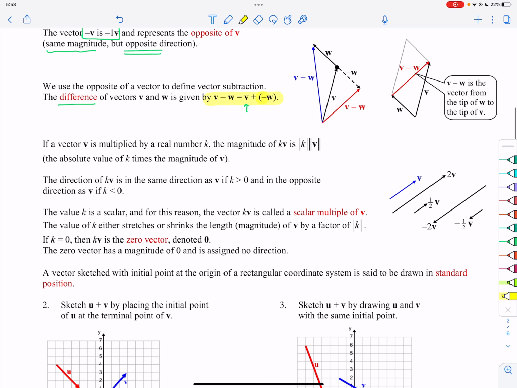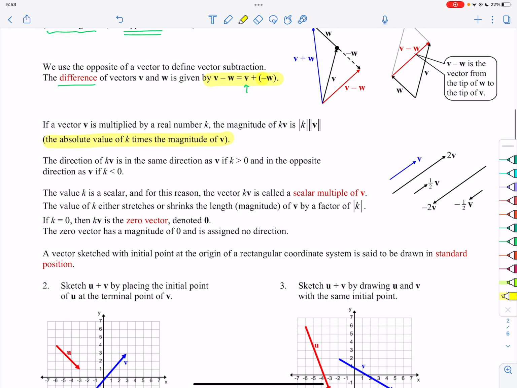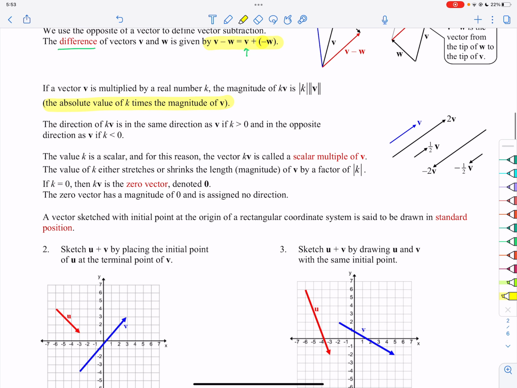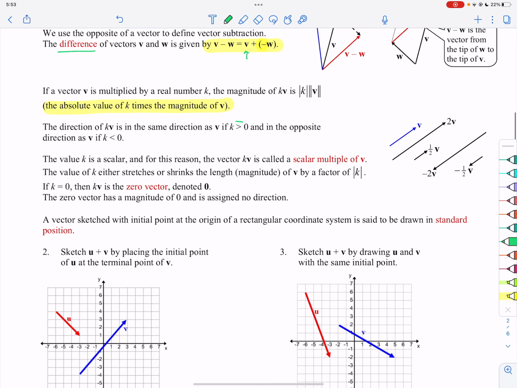If a vector V is multiplied by a real number K, the magnitude of KV is the absolute value of K multiplied by the magnitude of vector V. The direction of K times V is the same direction as V, and this is always the case if K is positive, and it's in the opposite direction if K is negative.